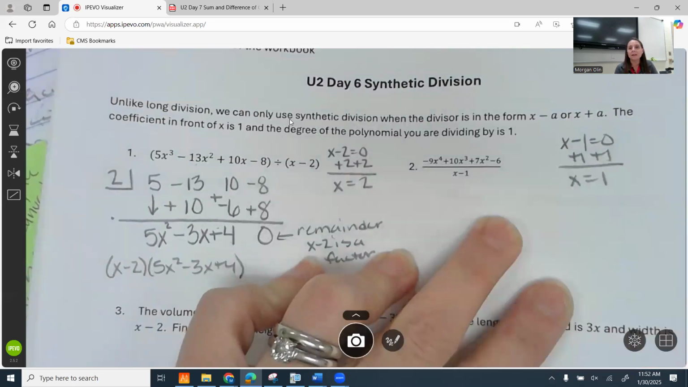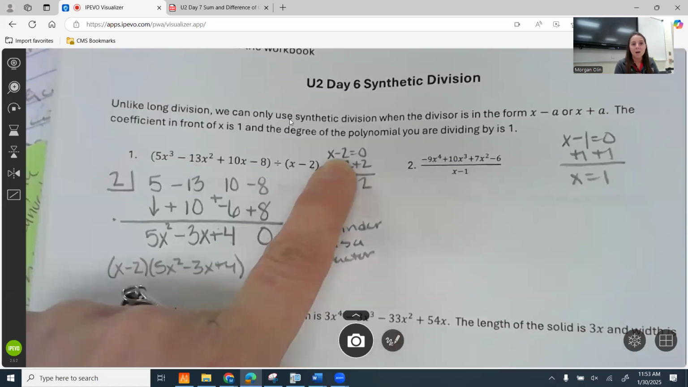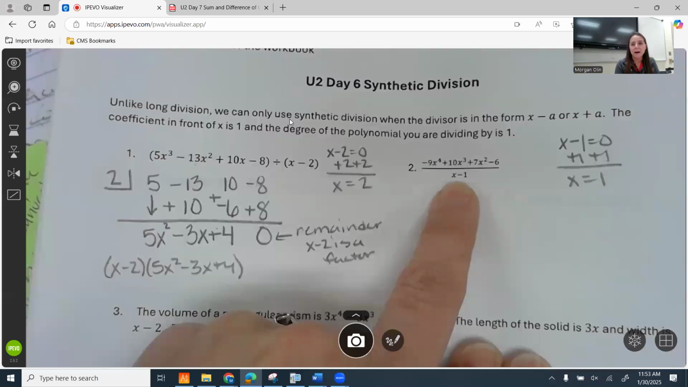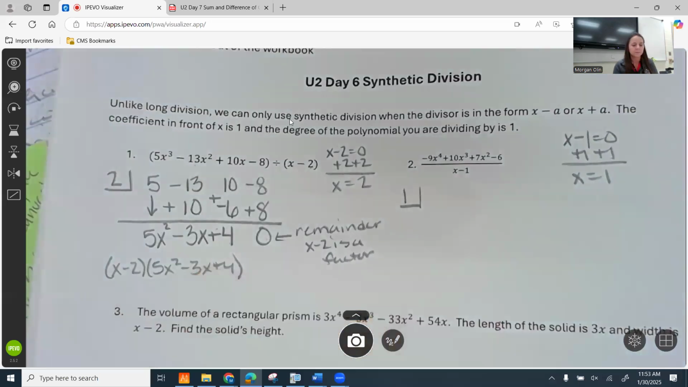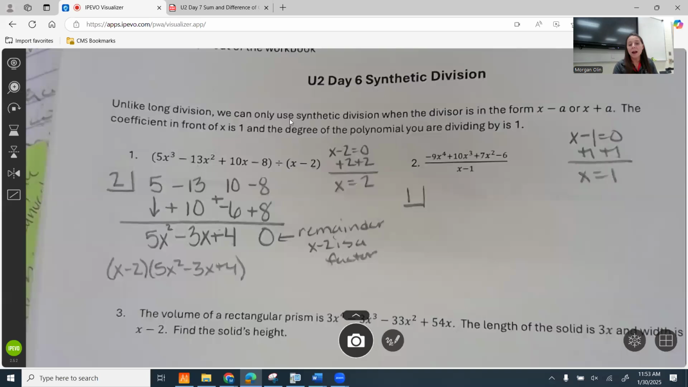Now, some of you may get to the point that you're like, well, wait a minute. For this one in number 1, if I saw x minus 2, the opposite, 2, goes in the box. Here, if I see x minus 1, think opposite of negative 1 would be positive 1. Positive 1 goes in the box. All right, now what do we have to check? We have to check our exponents.